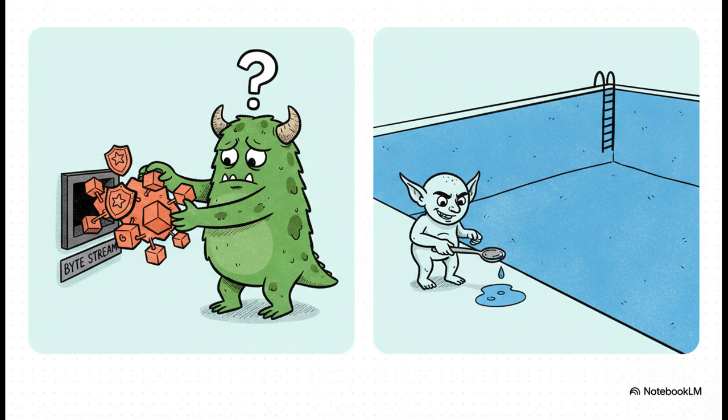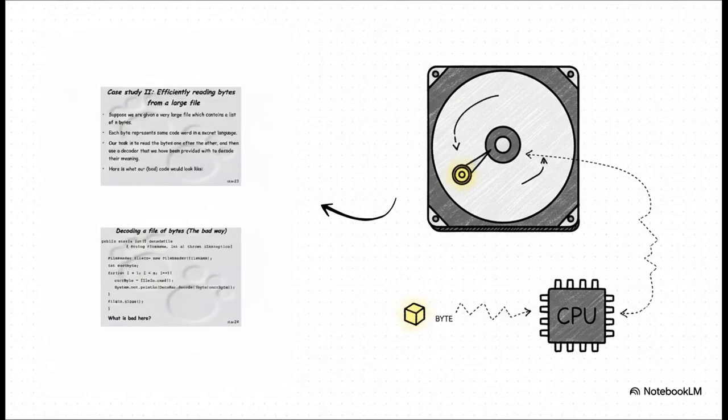How do you save that kind of structured information? And second, performance. I mean, if you have a massive video file, reading it one single byte at a time is unbelievably slow. It's like trying to fill a swimming pool with an eyedropper. And that eyedropper method in actual code looks a little something like this.